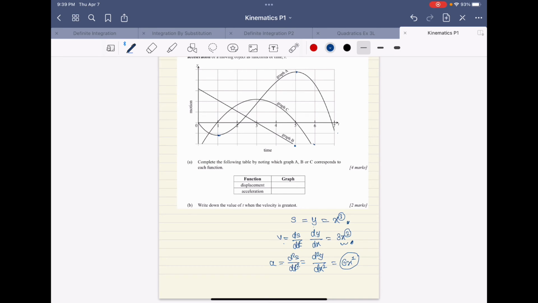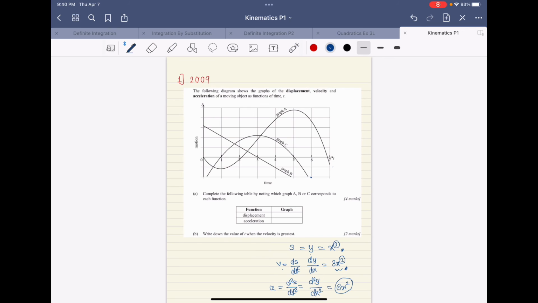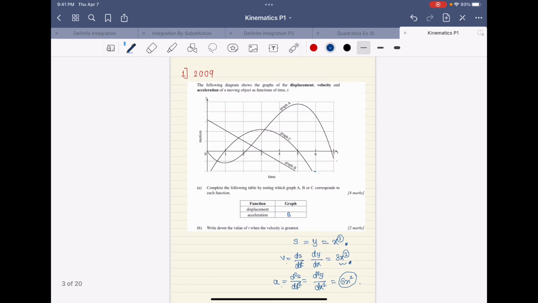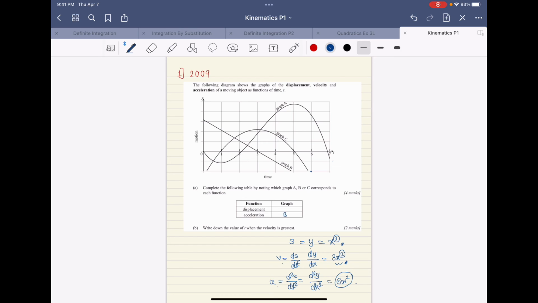Quadratic is your velocity graph. So in this part, if we use the same concept, you will understand that linear is your acceleration. So acceleration is graph B. 1 power higher, that is a velocity, which is a quadratic, which is graph C. And 1 power higher, which is the original function, which is your displacement, which is graph A.